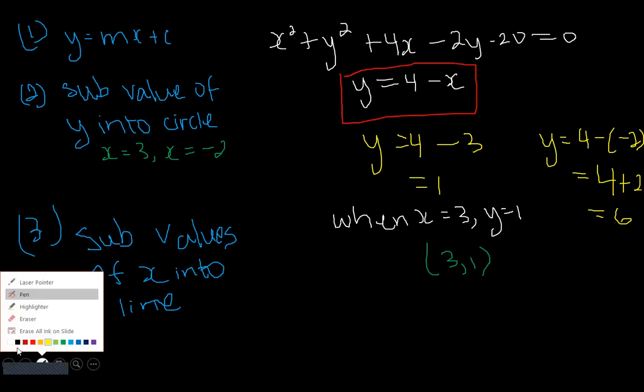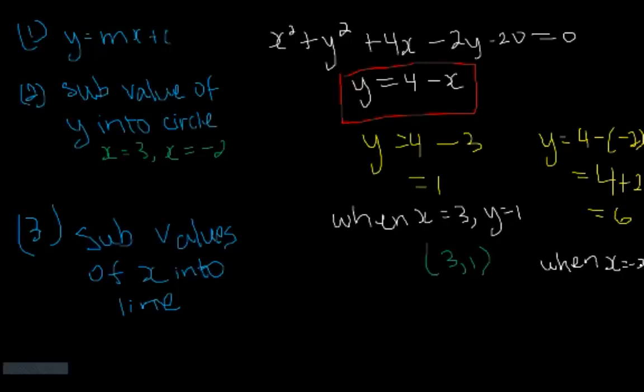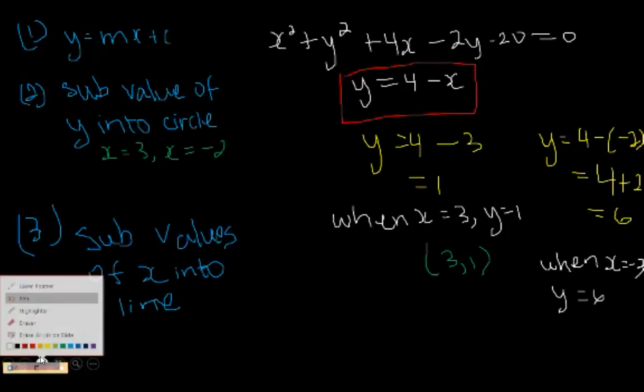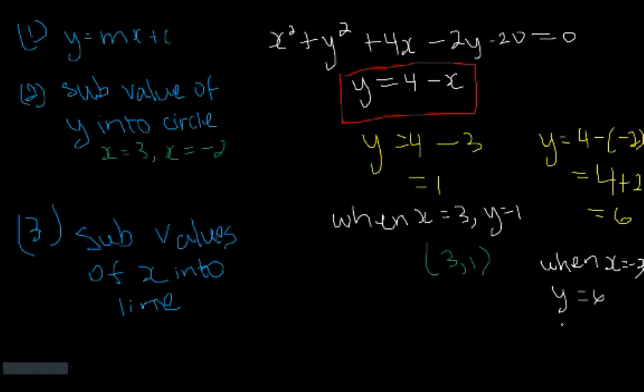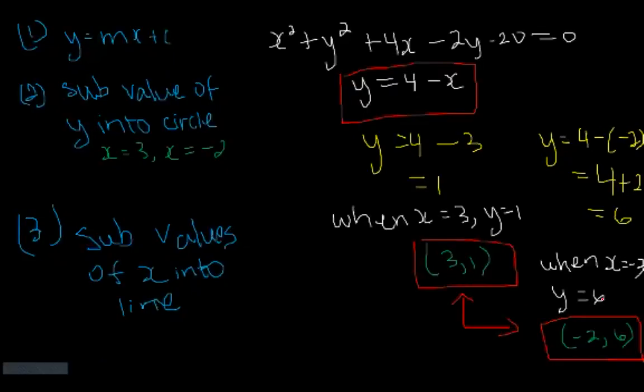What does that tell us? When x is equal to minus 2, y is equal to 6. And that's why our second coordinate is minus 2, 6. And these would be this and this. Those are my answers for the coordinates of the points of intersection.